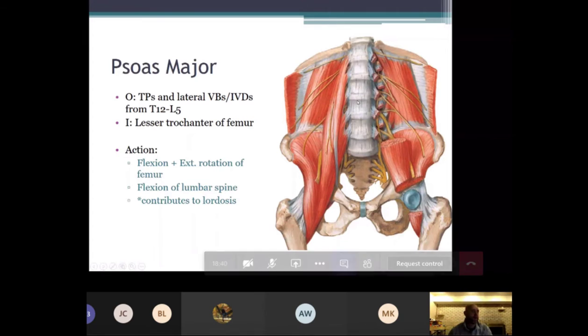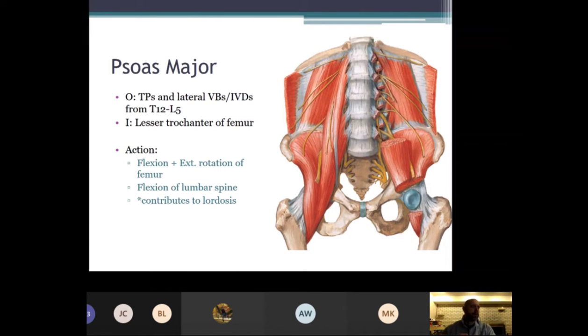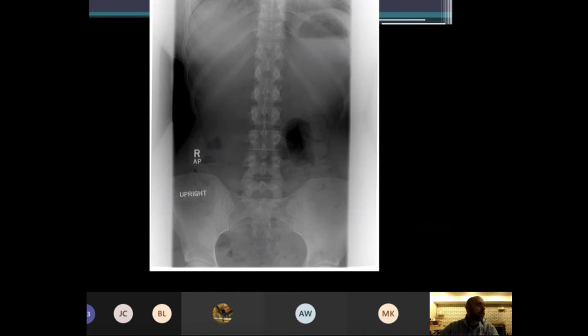But I'll just tell you anecdotally from my radiology practice, most people have either slightly diminished or a really reduced lumbar lordosis. So I'm not sure we're all walking around with tight psoas muscles giving us really good hyperlordotic curves. So, all right.